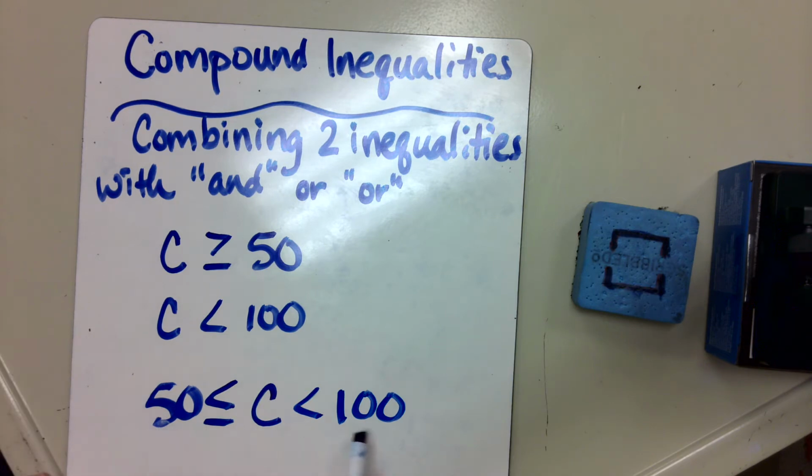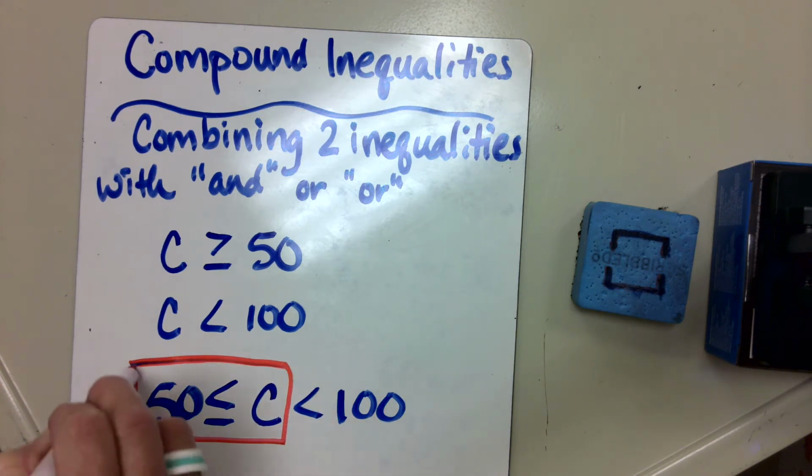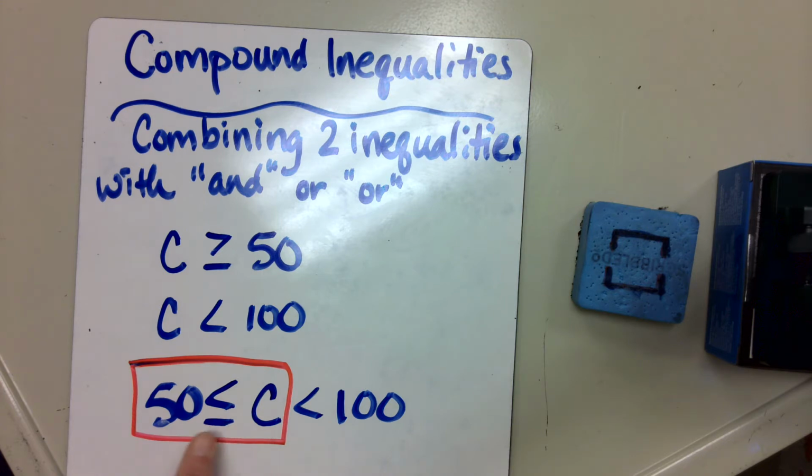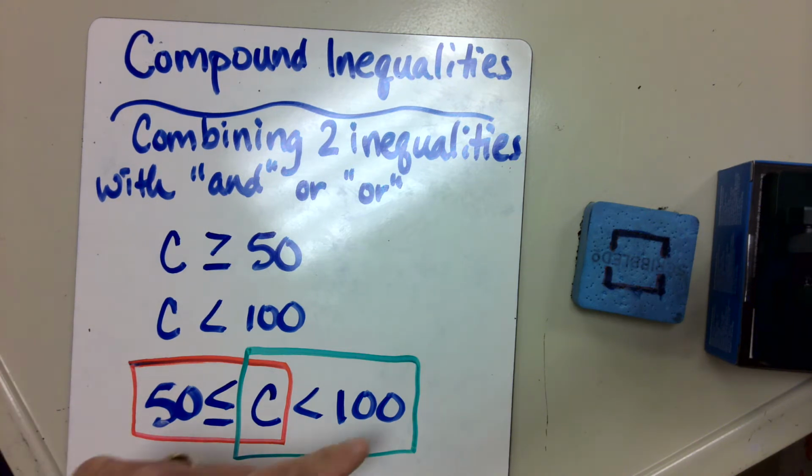As you can see, there's basically two inequalities in this sentence. The first one is right here: C is greater than or equal to 50. The second one is right here: C is less than 100. And since the number of candy bars needs to meet both criteria, I write it in one big sentence, one big inequality sentence.